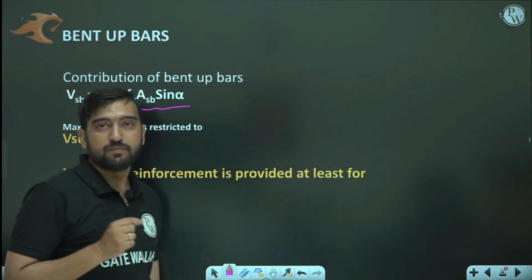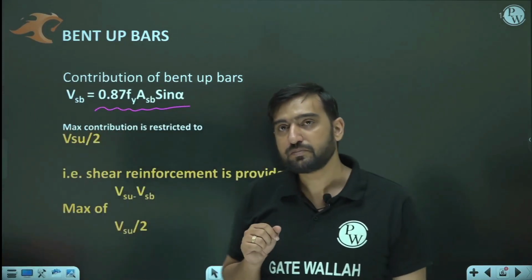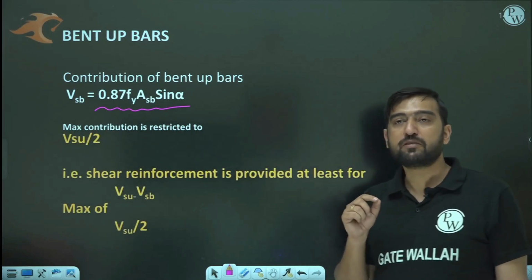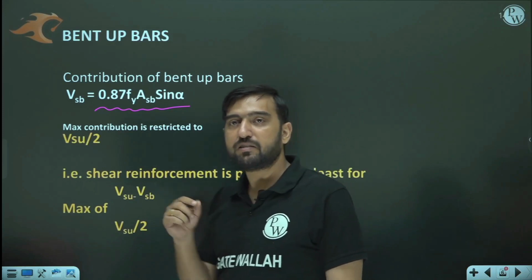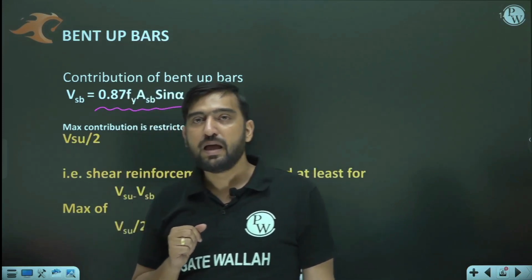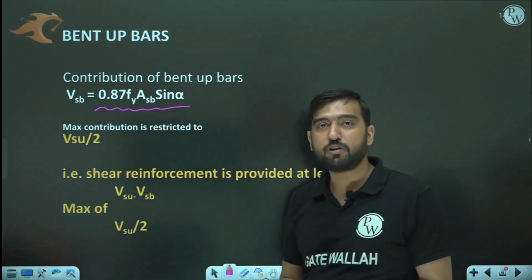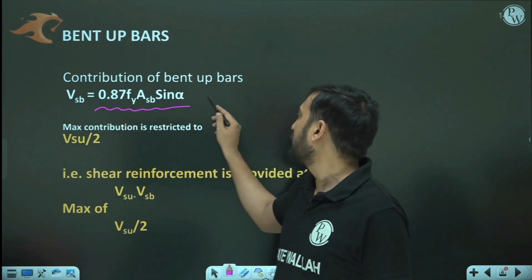But my dear friend, one important thing here. Suppose if maximum shear force which needs to be designed is let's suppose 120 kilonewton, and out of those 120 kilonewton, bent up bar is saying that I can give you 80 kilonewton.